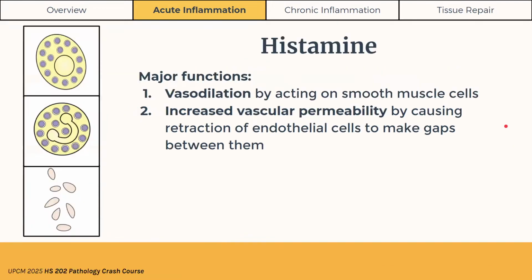So first, we have histamine, which is probably the most common mediator na maririnig in association with inflammation, lalo na sa mga kasama kong maraming allergy dyan. So, hindi natin bestie si histamine. Anyway, histamine is produced by mast cells, basophils, and platelets. And ang main functions niya ay vasodilation and increased vascular permeability.